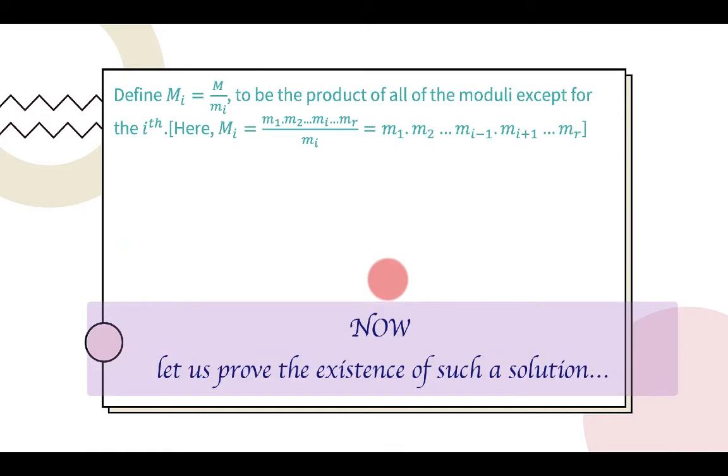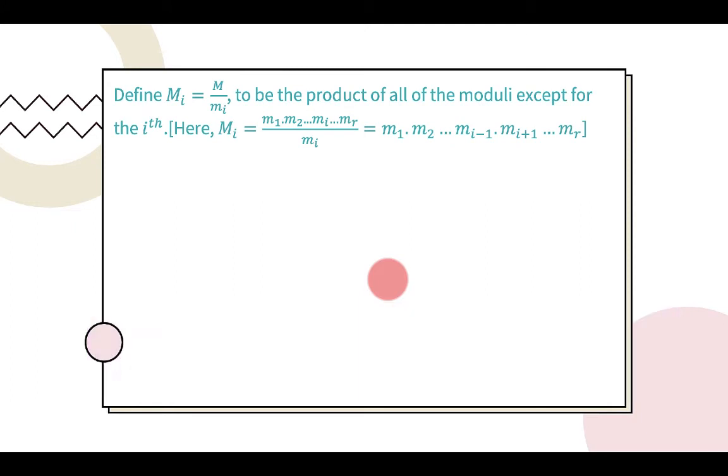Now, to prove the existence of a solution to the given system, we construct a solution. For that, we first construct these numbers, say capital Mi, which is defined as capital M divided by small mi, where capital M is the product of all the moduli. By this definition, capital Mi will be equal to the product of all these moduli except small mi.